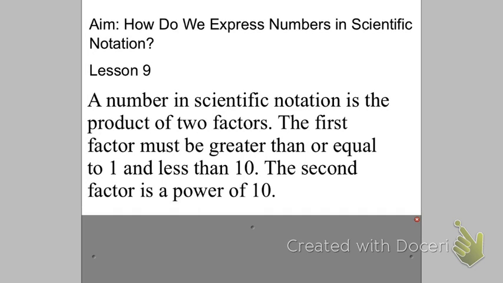Today's lesson is on how we express numbers in scientific notation. A number in scientific notation is a product of two factors. The first factor must be greater than or equal to 1 and less than 10. The second factor is a power of 10. Take a second to copy down those notes.